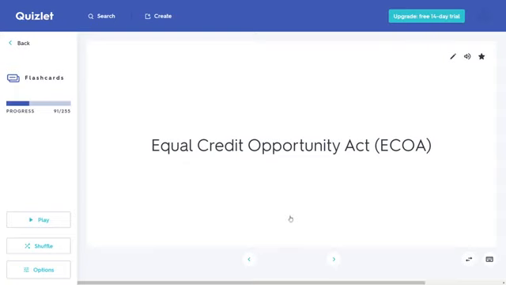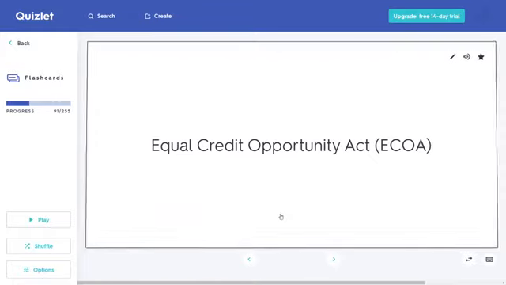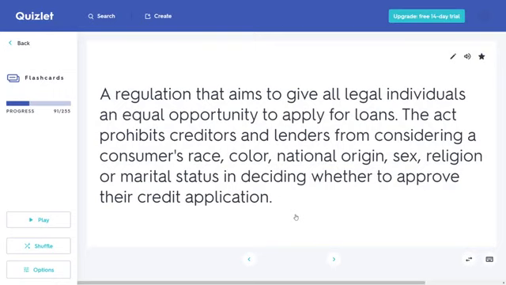But you know what's interesting is if you look on certain documents, you actually see at the bottom, it'll say protected by the ECOA or protected by the Equal Credit Opportunity Act. And you might even see it on commercials for mortgages and stuff like that. Once you hear about it, you're like, oh yeah, I know what that is. But basically, all it is is a regulation that aims to give all legal individuals equal opportunity to apply for loans.